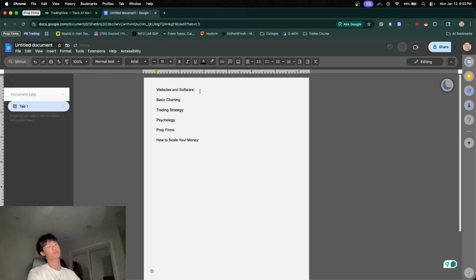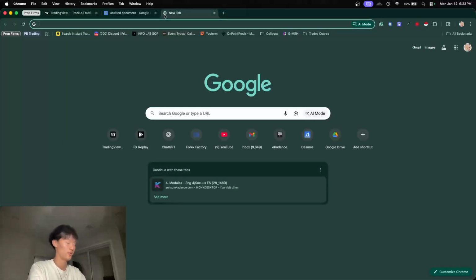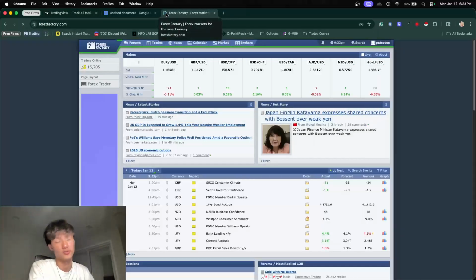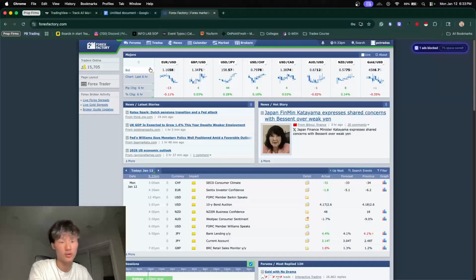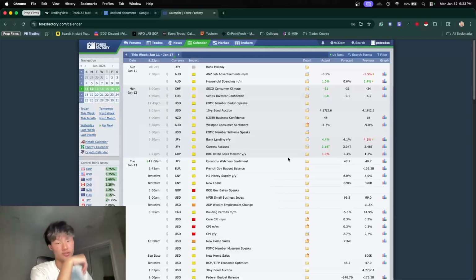Okay, so first, websites that we'll be using and software. First we're obviously going to use TradingView for our basic charting stuff. But before we do that, let's do the less important stuff. So first, Forex Factory. Just search Forex Factory on Google, forexfactory.com. Make an account if you want. If you don't, it doesn't really matter. You still get the full access. You'll want to go to calendar, which is up here. This is not what it will look like here. Remove filter. This is what you will see.